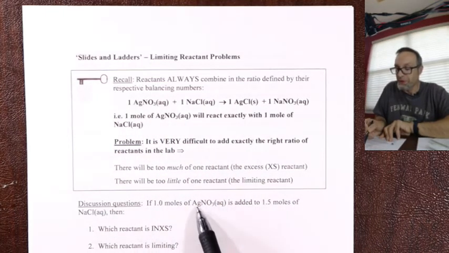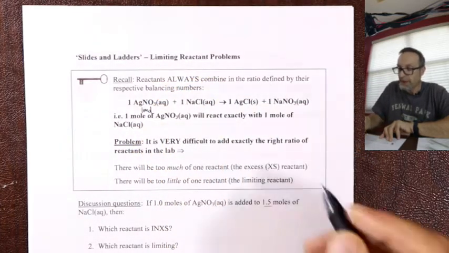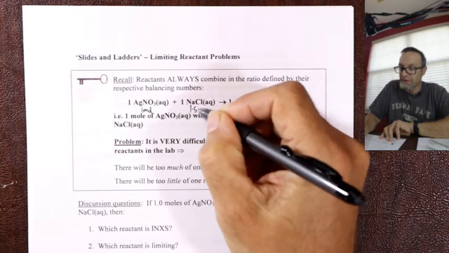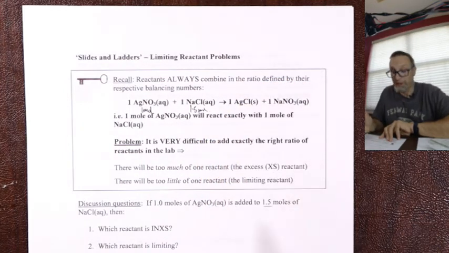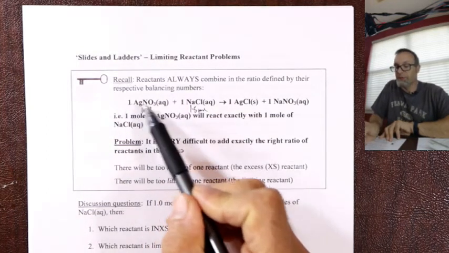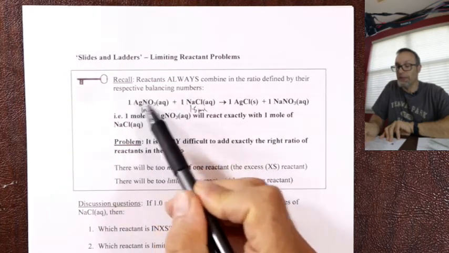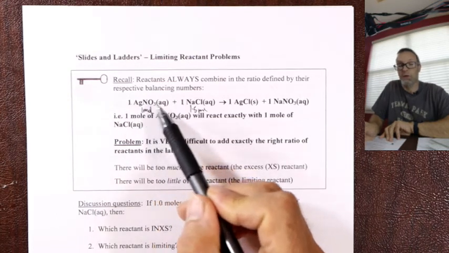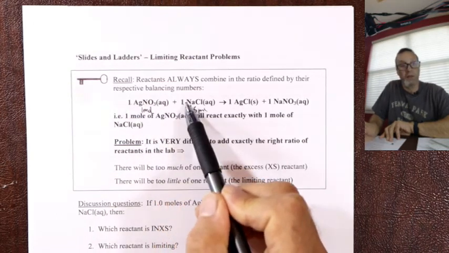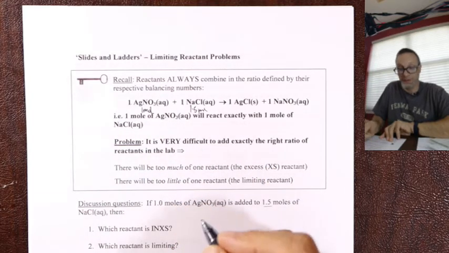1 mole of silver nitrate and 1.5 moles of sodium chloride. Simple question, right? Which one is there too much of? Which one is in excess? Well, 1 reacts with 1, but I have 1.5. So there's obviously more of this in a 1-to-1 ratio. I have to think about the ratio. In the sandwiches, 1 required 2. Here, 1 requires 1. So 1 versus 1.5, obviously 1.5 is excess.